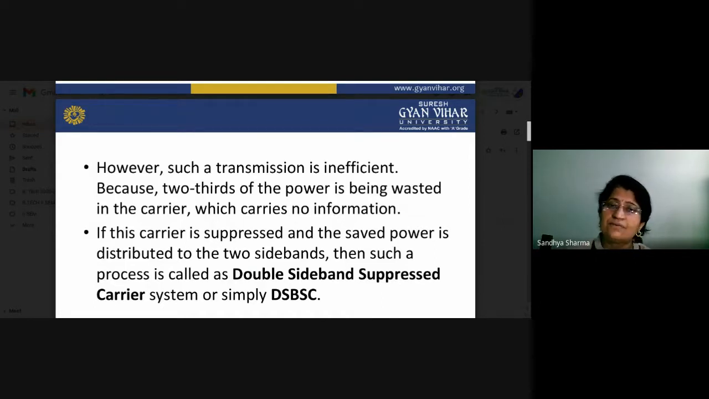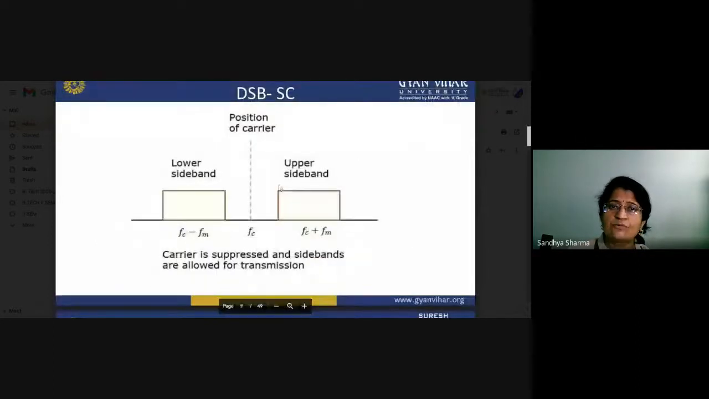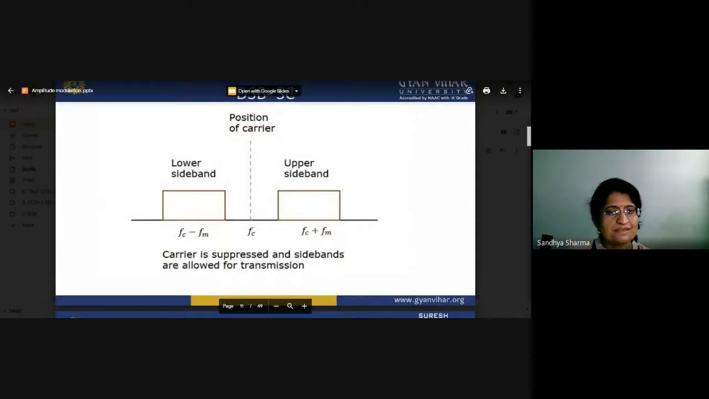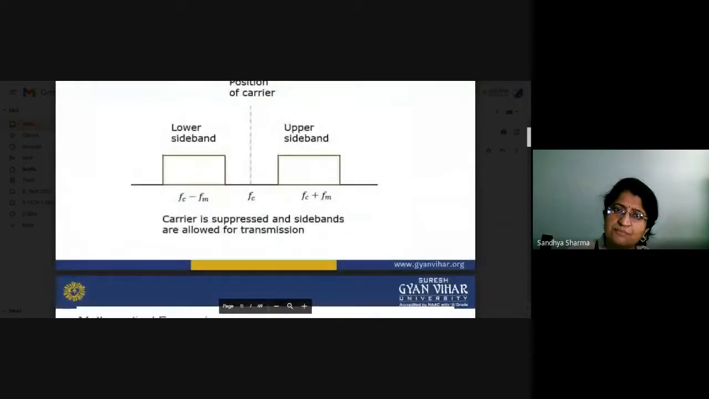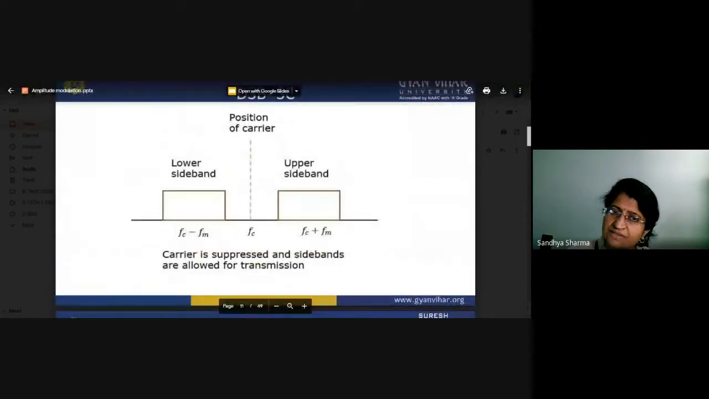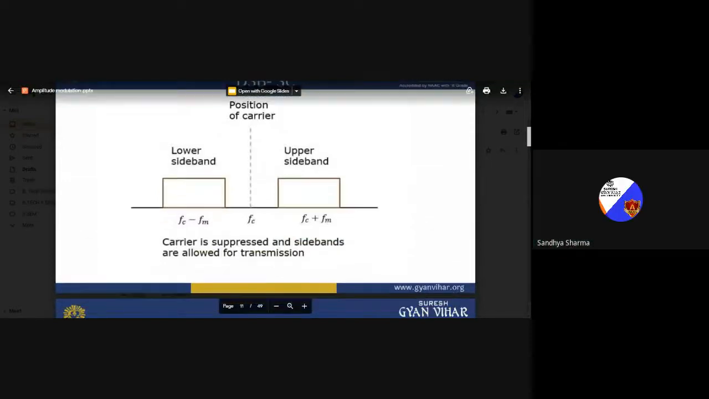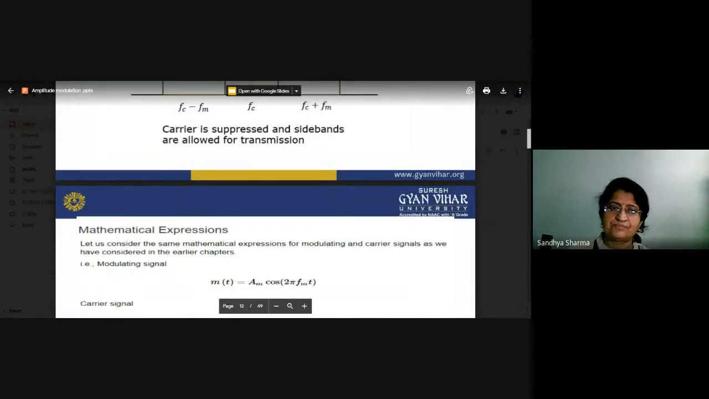So now one by one we will see the transmission method by using DSB SC. First of all, SC means you have to suppress the carrier. So we can see here the position of the carrier will be suppressed, the lower sideband and upper sideband will be transmitted through the transmission system. So these are the upper sideband, lower sideband, FC plus FM, FC minus FM, and this is the carrier signal. So here these signals will be fixed.